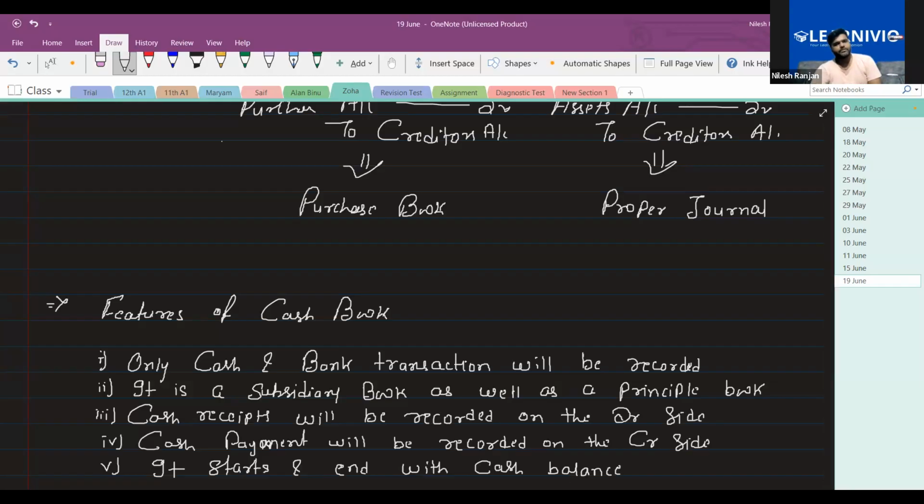So you have written the definition. Yes, the definition of it, and these features.